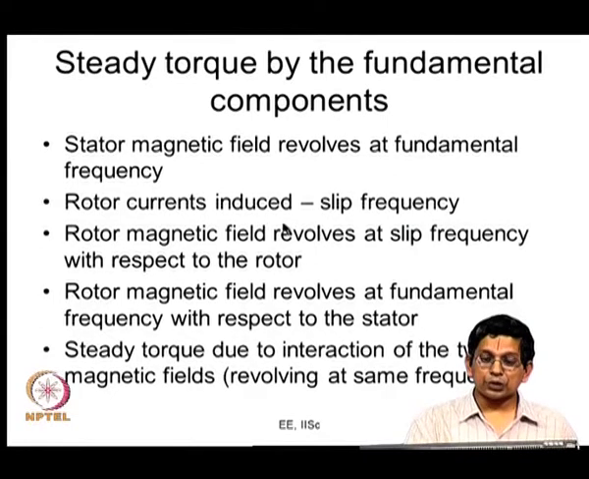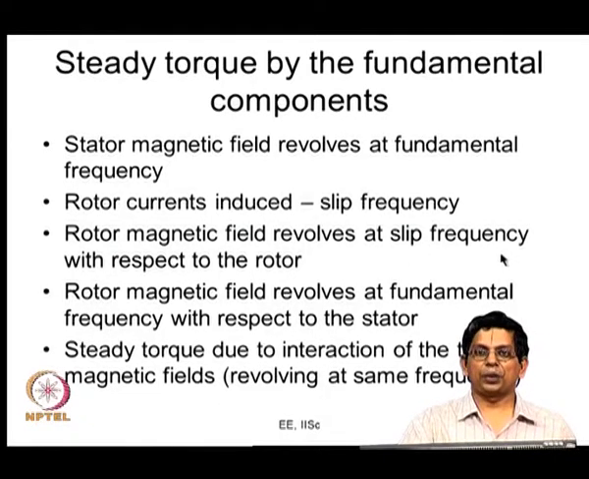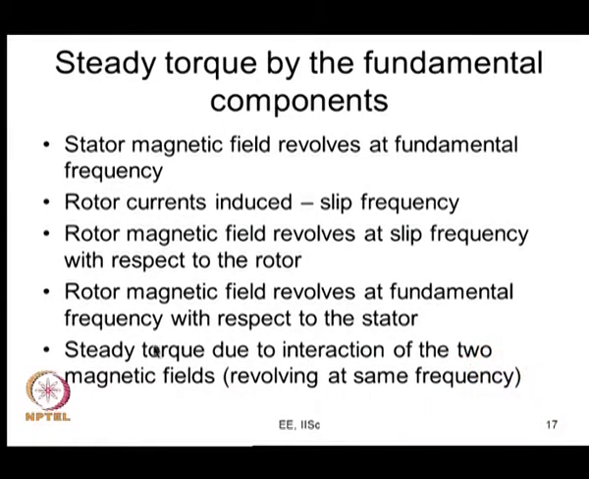So, when you have slip frequency rotor currents, the rotor is going to produce a magnetic field, because the rotor is also like a 3 phase winding. So, it has currents flowing through it, and this magnetic field revolves at slip frequency with respect to the rotor. With respect to the stator, it is the slip frequency plus the rotor frequency, which adds up to the synchronous frequency itself. So, the rotor magnetic field revolves at the fundamental or synchronous frequency with respect to the stator.